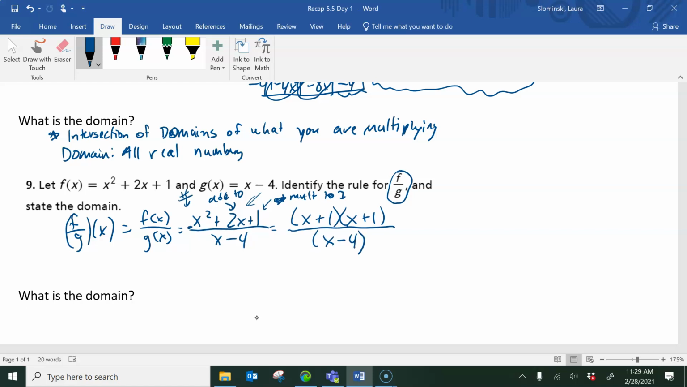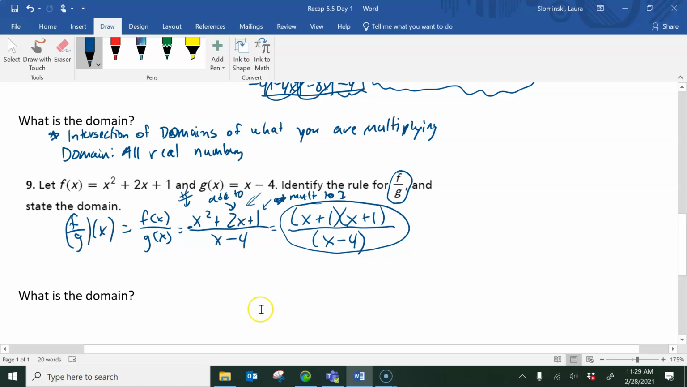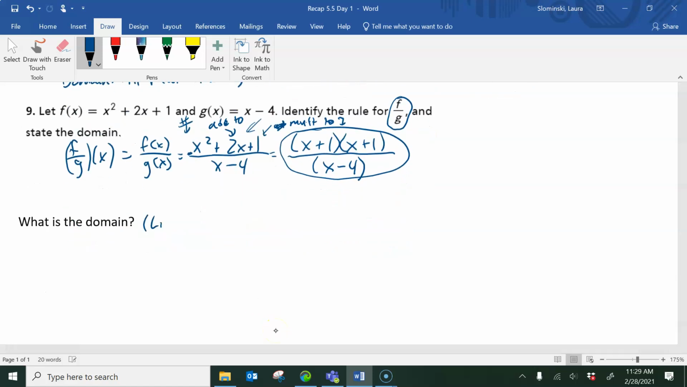Now the unique thing about this problem is it does not actually have anything that cancels. Okay, so this is my final answer. But remember, you'd be looking to see if a factor on top cancels with a factor on the bottom. And then finally, the domain is, again, when we're talking about fractions, we have to look for what makes the denominator 0, and x can't equal that. Okay? And here's the other key, even if you cancel it out.